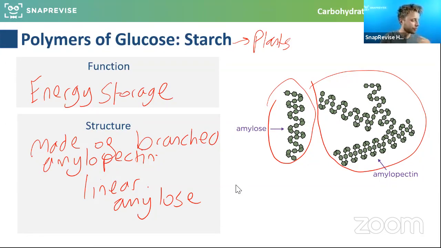Okay, so that is our structure. So in terms of starch, it is basically made of either. So you'll have bits of both. You'll have some bits of amylose, some bits of amylopectin, depending on where it is.